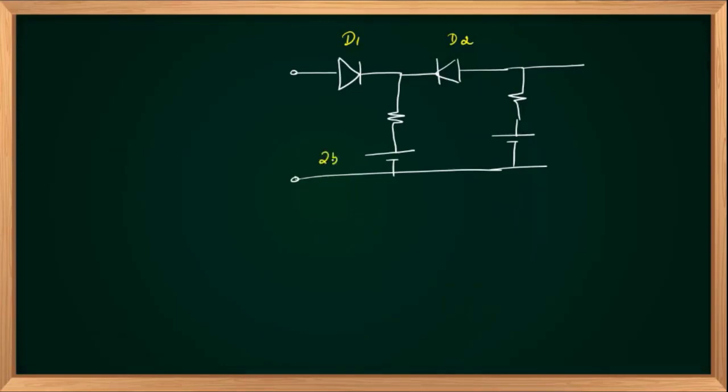This is 25 volts. This is 100K. This is 200K. This is 100 volts. This is my V in. This is my V out.